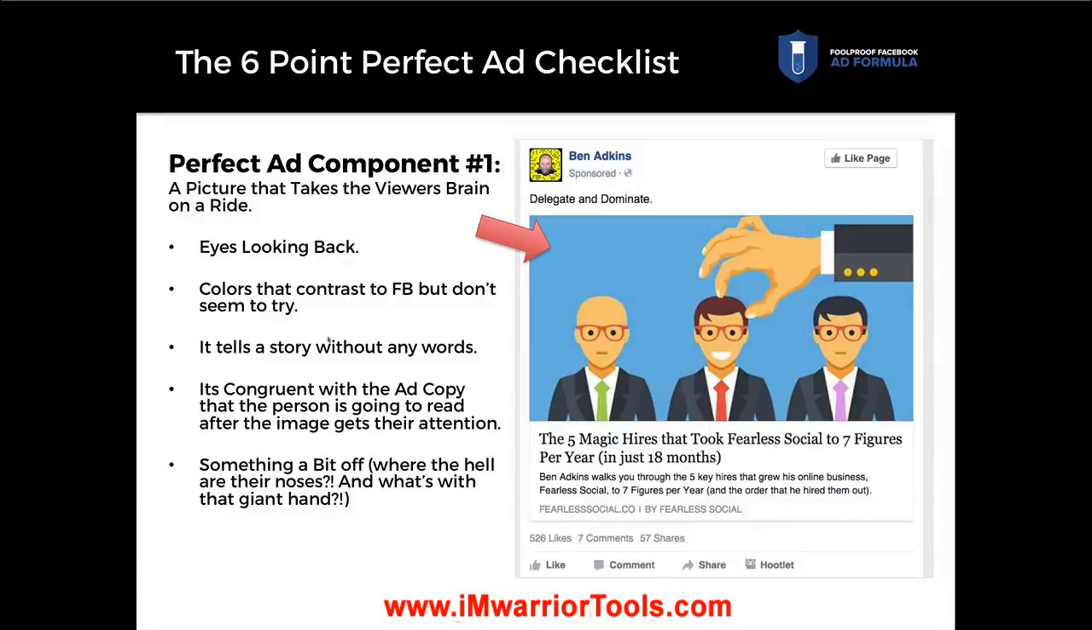Now, you combine all of those 5 things. You don't have to do all of them, but you try to do as many as you can, and you're going to have an image that stops people when they see it on their timeline. They'll stop because the image catches their attention, and then they'll go through the rest of the ad to see if it's something that they're interested in. So there you go. That's what we've got.